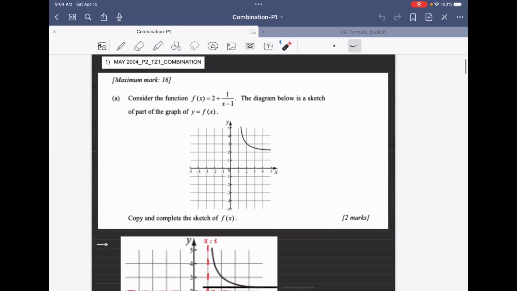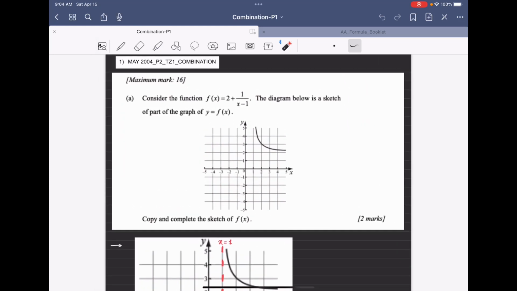So now we are discussing the combination questions. This question is from May 2004, paper 2 time zone 1, but you don't require a calculator for this. This particular question definitely comes in section B, typical paper 1. And this problem covers functions, derivative as well as integration. So let's start with this first part.